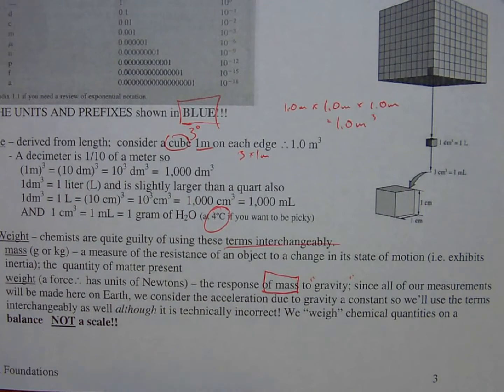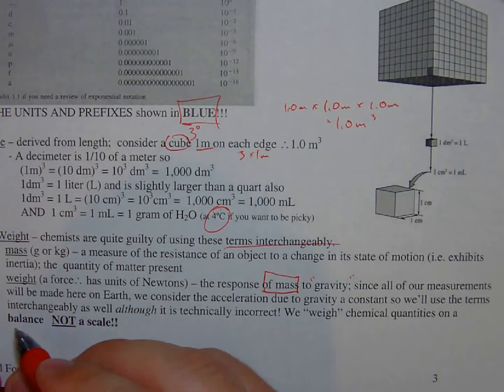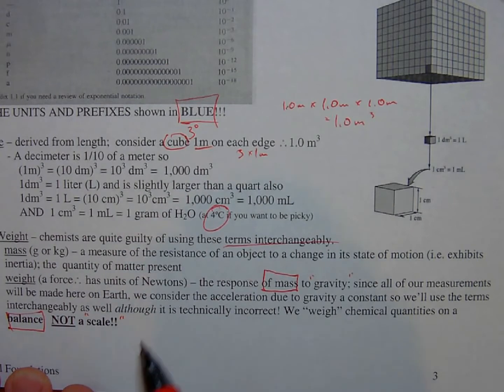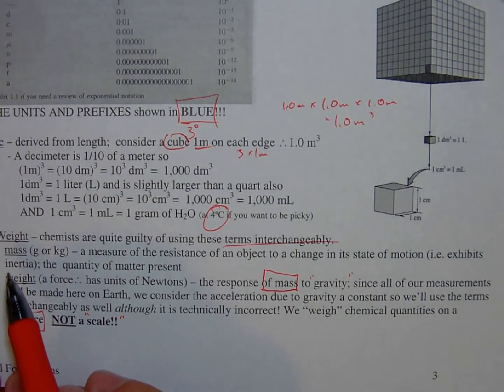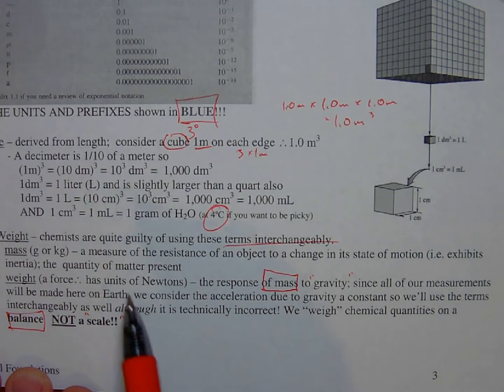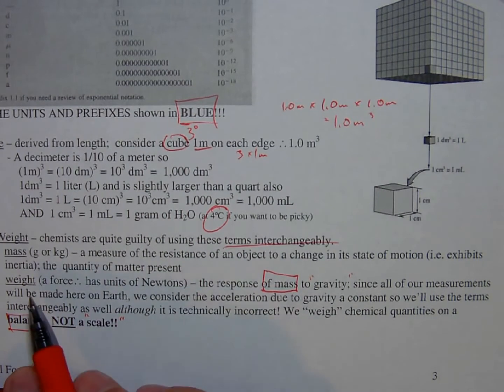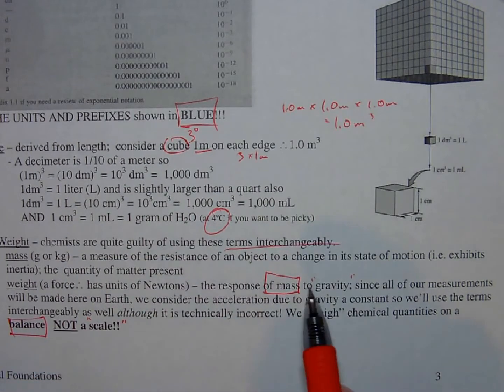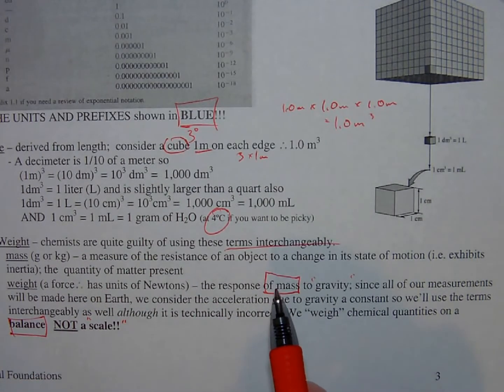We don't necessarily mass them, but truly speaking, we should mass them. We mass them, and so because of that, we're going to use a balance, not a scale, because a balance compares a mass against another mass. Whereas a scale is going to weigh something. It's going to measure the force that gravity is putting on that mass.